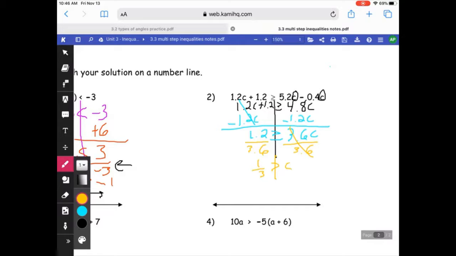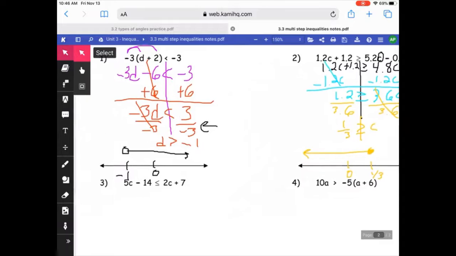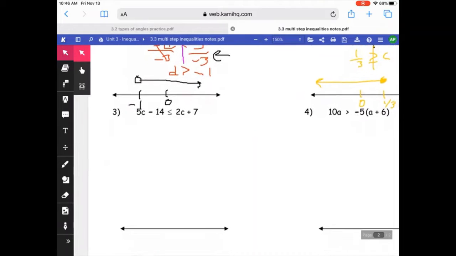Okay, now we have 1/3 is greater than or equal to c. So I'm going to rewrite it as this. c is less than or equal to 1/3. Not 1.3, 1/3. Okay? Now, when I graph this on a number line, we're going to put our 0. We're going to put positive 1/3. So we're going to go to the right of 0 on the number line. We're going to put a closed circle, and we're going to shade left, because anything less than 1/3 is going to be to the left of 1/3 on the number line. Okay? Number 3.